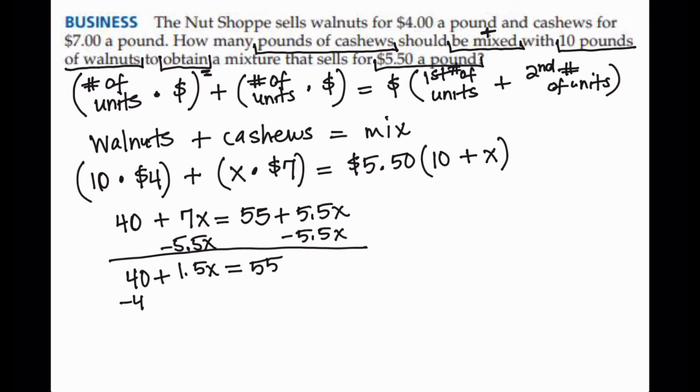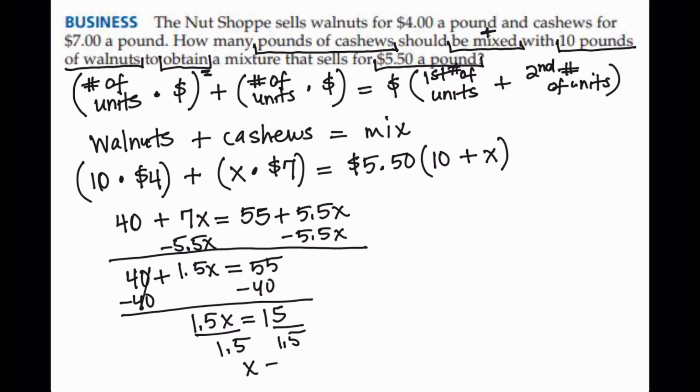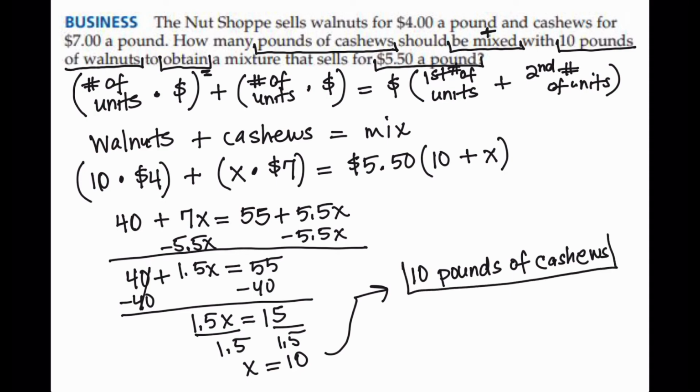And so I'm going to subtract 40 from both sides of the equation. And I get 1.5x is equal to 15. Divide both sides by 1.5. And x is equal to 10. Or in this case, 10 pounds of cashews. There we go.